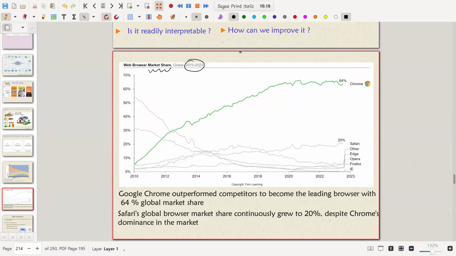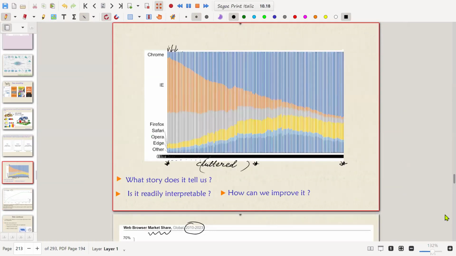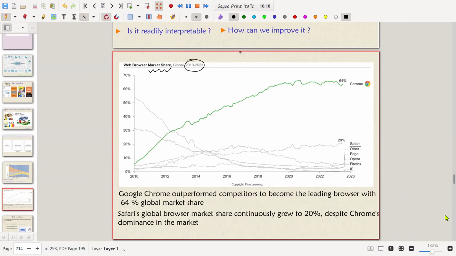Chrome has dominated. But one other slightly important result is, even though Chrome has been growing, Safari is growing as well. Even though Chrome is growing at a higher rate, of course, Safari is also growing. While other web browsers have decreased. Other web browser share has decreased because Chrome is growing. But Safari is giving good competition to the Chrome browser, right? So through this, we can understand the same plot better in this example.